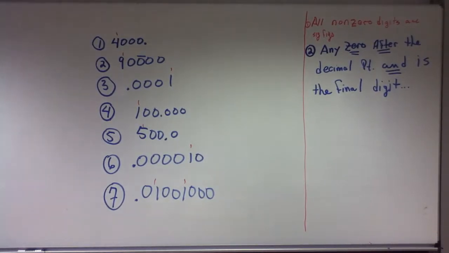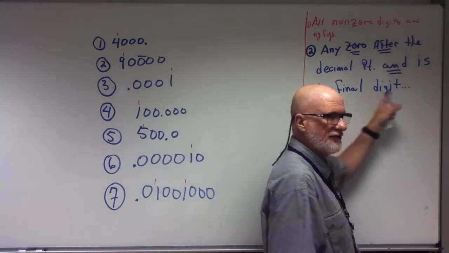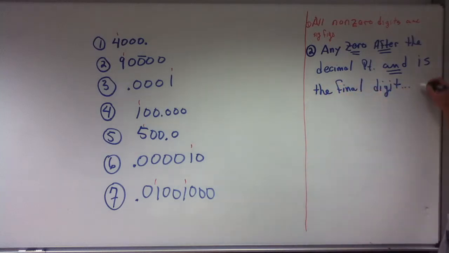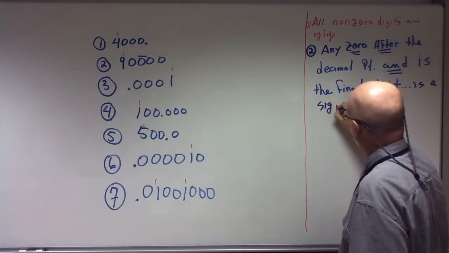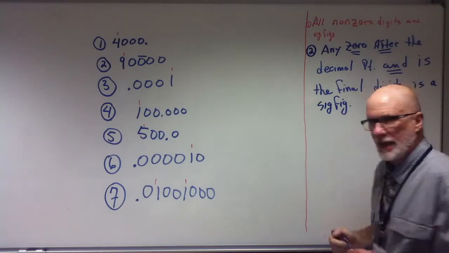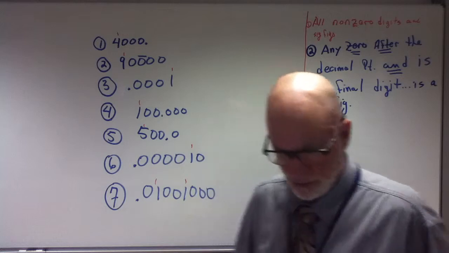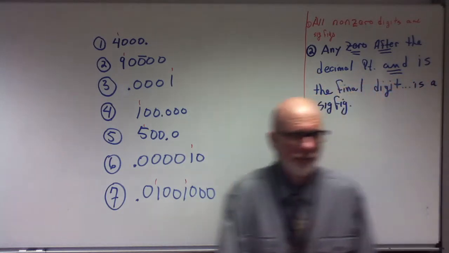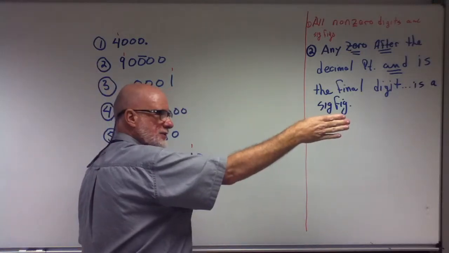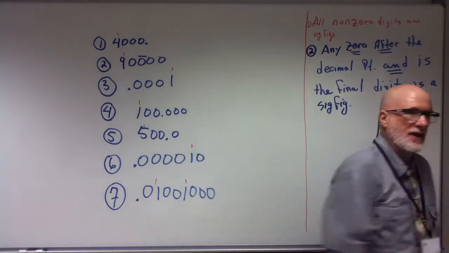Any zero after the decimal point, and is the final digit, is a what? Significant. Sig fig. Okay? You got that? Are there any here? We'll do it in blue. Any here? A zero after the decimal point, to the right of the decimal point, and it's a final digit.